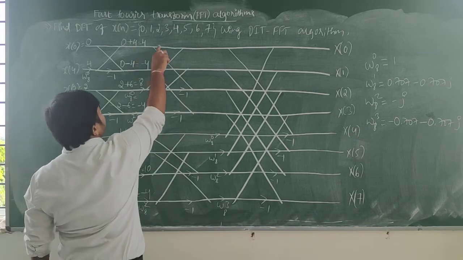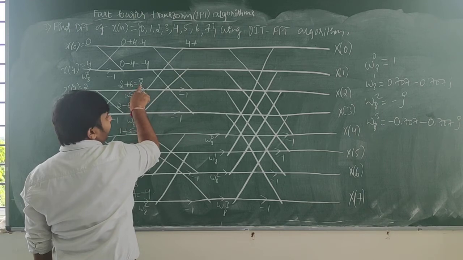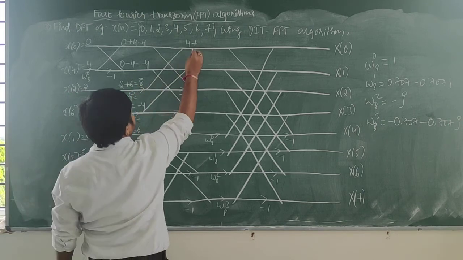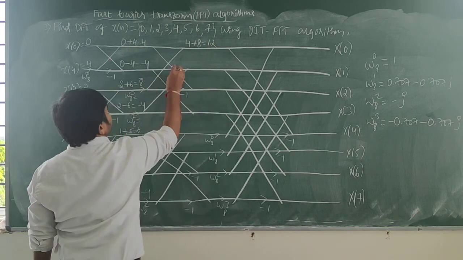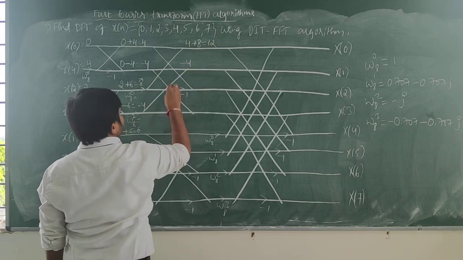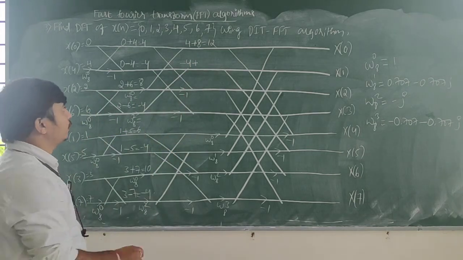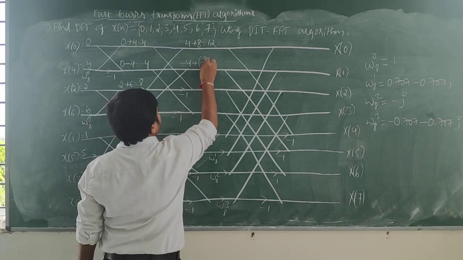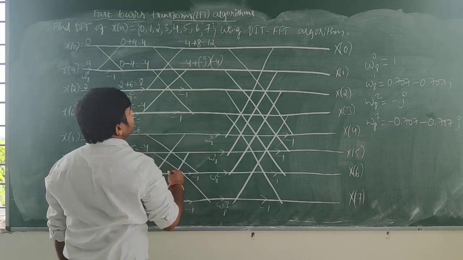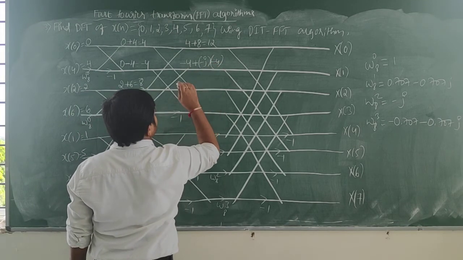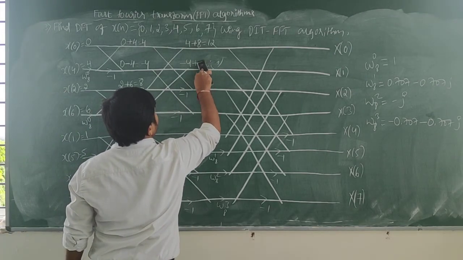So here 4 is coming. 4 plus W8 power 0 into 8. W8 power 0 is 1. 1 into 8 is 8. 4 plus 8, 12. So here minus 4 plus W8 power 2. What is the value of W8 power 2? It is minus j into minus 4. So minus j into minus 4, it is plus 4j. Therefore minus 4 plus 4j.